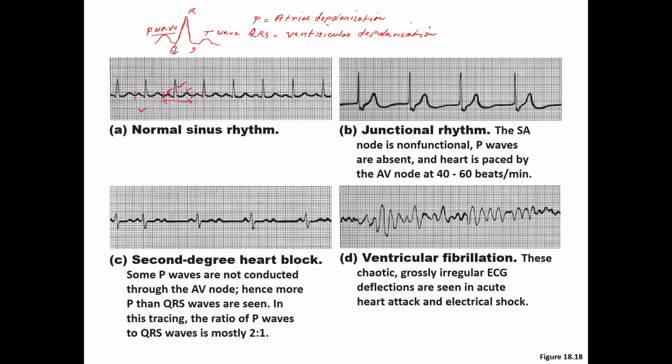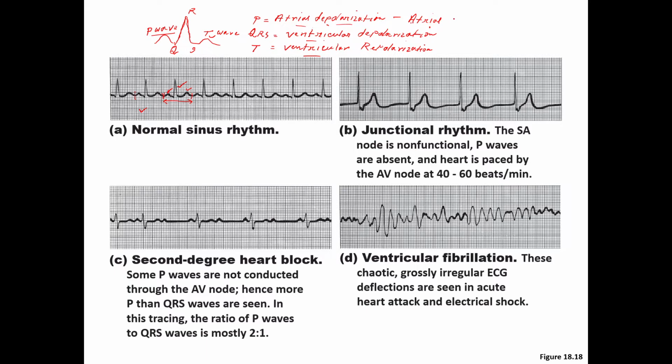And then T, this one, is ventricular repolarization or relaxation. Now you see, three components represent three things: atrial contraction, ventricular contraction, and ventricular relaxation. So which one is missing? Atrial relaxation is missing. After atrial contraction or depolarization, there should be atrial repolarization or relaxation.